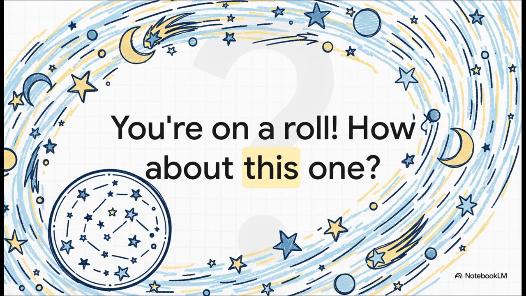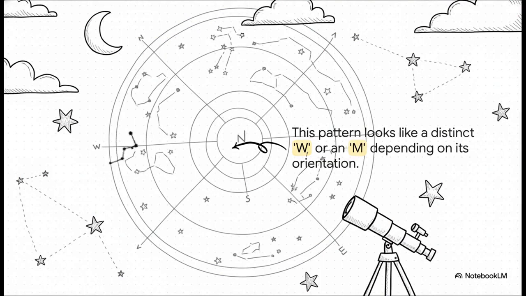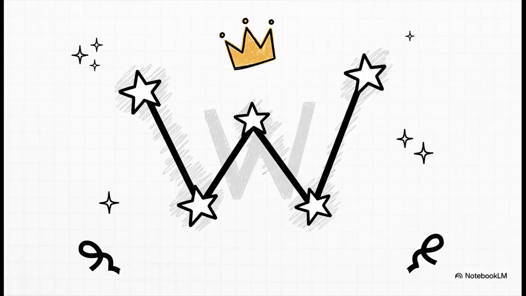Let's do one more. Okay, check this one out. You'll notice it makes a pretty clear W shape, or depending on the time of year, it might look more like an M. That unmistakable zigzag in the sky is Cassiopeia. She was a queen in Greek mythology. That W is supposed to be her throne. Fantastic.